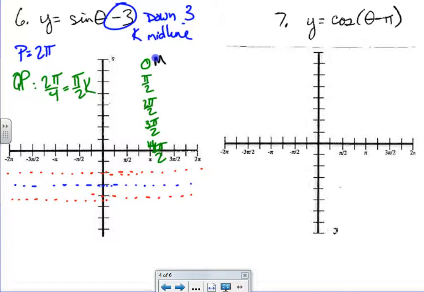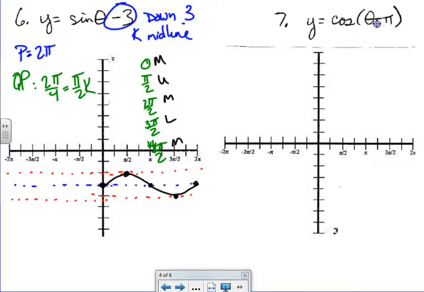And sine starts on the midline, upper, midline, lower, midline. So at 0, I should be on the midline. Remember, my midline is now down here at -3. Pi over 2 upper, pi midline, 3 pi over 2 lower, and 2 pi midline. And then I step back and look at my graph and I say to myself, does that look like a sine graph that's been shifted down 3 units? And I say yes, so I'm good.